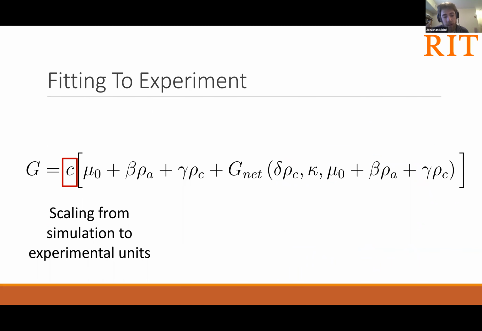Okay, now the model that I've presented to you so far might seem a little phenomenological, but we have actually had a lot of success in making contact with the experiment. So I want to just briefly walk you through how we go about that. So G is our overall experimentally measured shear modulus. Then we introduce a scaling constant C that takes us from simulated units to experimental units.